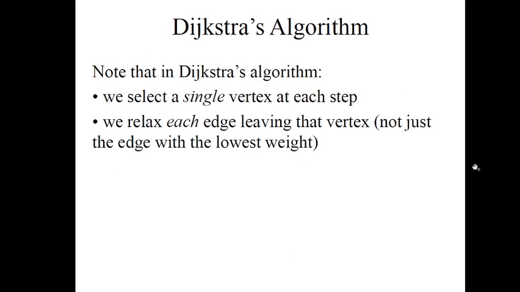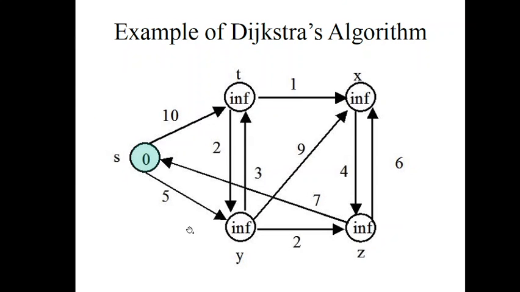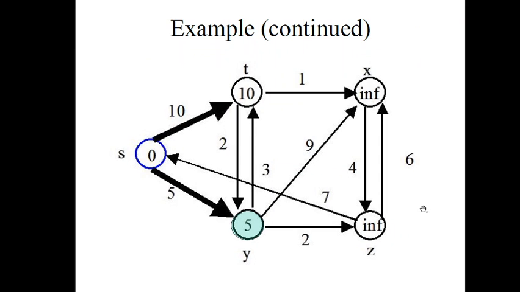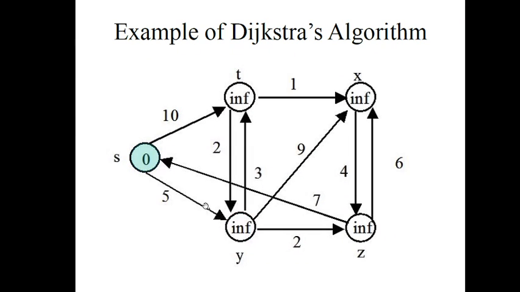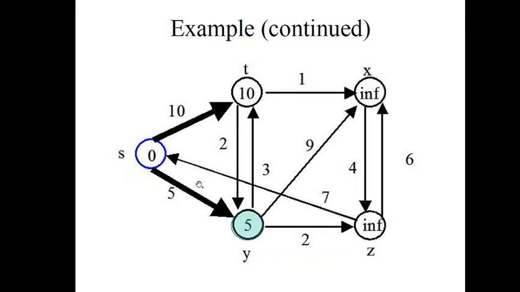Here you can see that the adjacent vertices are T and Y. Then S to T, the value is 10; 10 is less than infinity, therefore infinity will be replaced with 10. And S to Y, the previous value is infinity, and the direct path is 5; 5 is less than infinity, so the lower value will be replaced. You can see here this is the first edge and this is the second edge, and out of one vertex extracted, all the adjacent vertices are also considered.